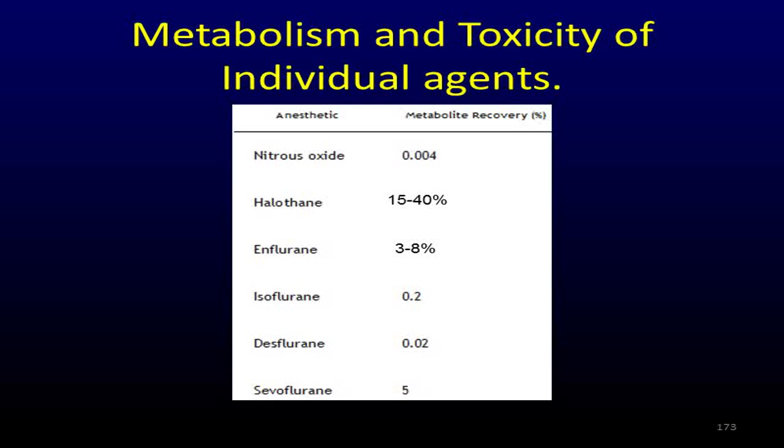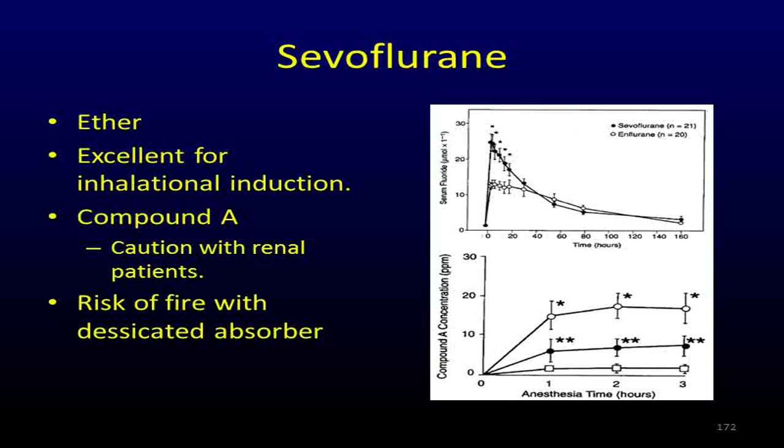On the slide before, it just said, okay, what do you know about all of the modern agents? They're all ethers, right? Except for halothane, which is a halogenated alkane. But sevoflurane's an ether, desflurane's an ether, and isoflurane's an ether. How do you know that they're ethers? What kind of a bond does it have? A C-O-C bond.